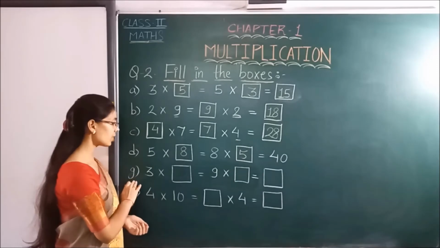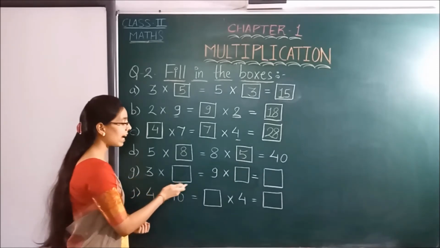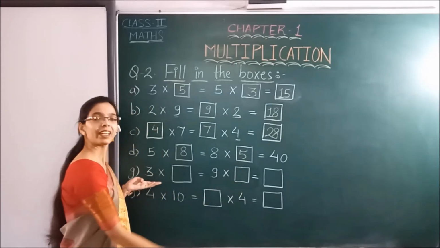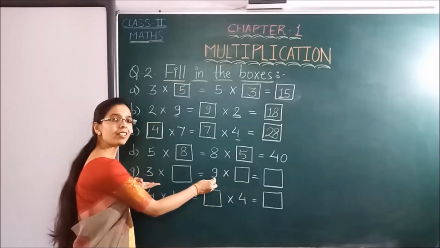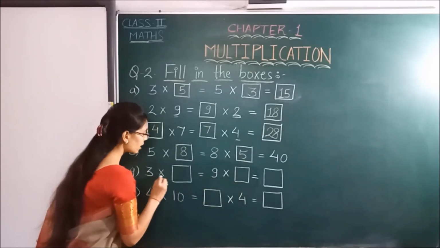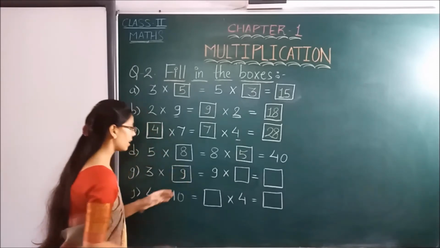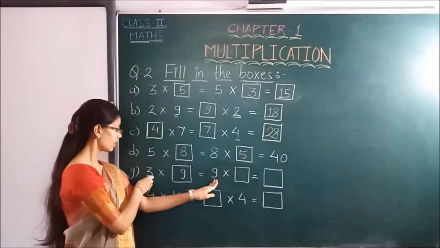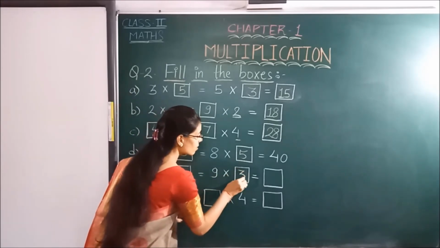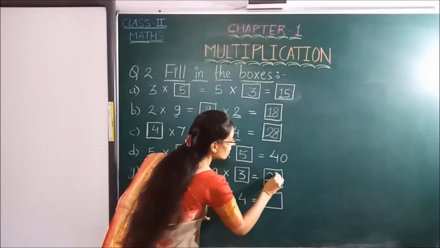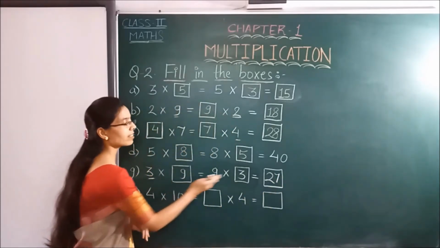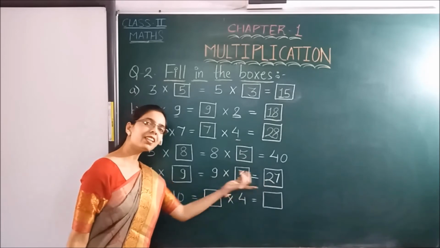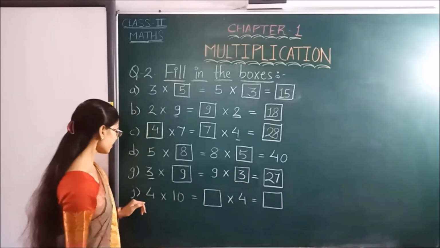Okay. G. 3 multiplied by dash is equal to 9 multiplied by dash. So we can identify which number is missing here. The other number is 9. 3 multiplied by 9, and 9 is already given here. So what will we write here? This 3. 9 3s are 27. 3 9s are 27 and 9 3s are 27.